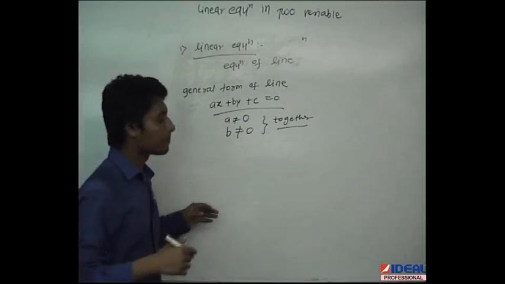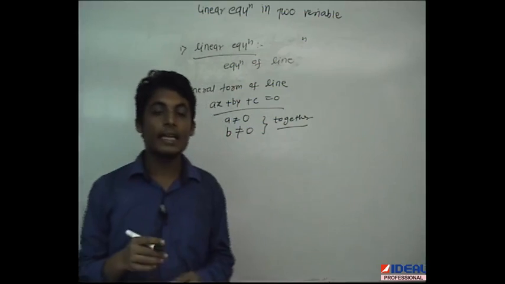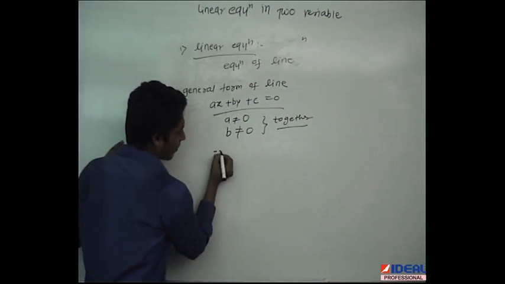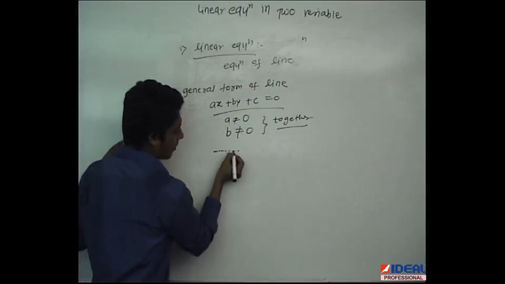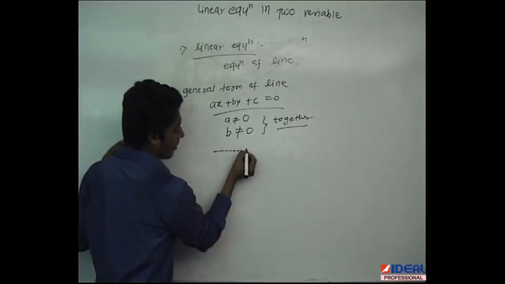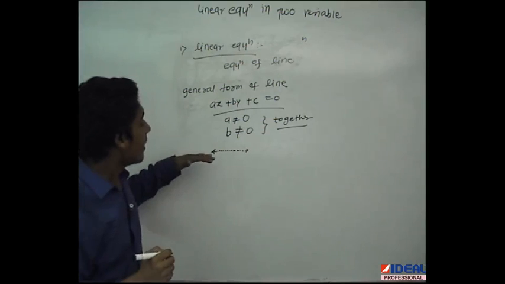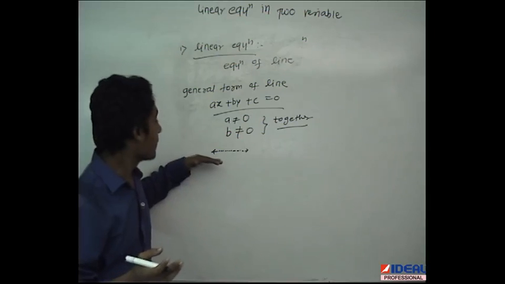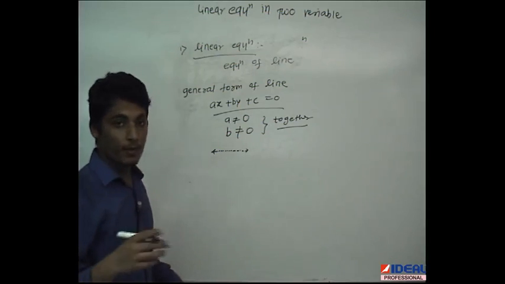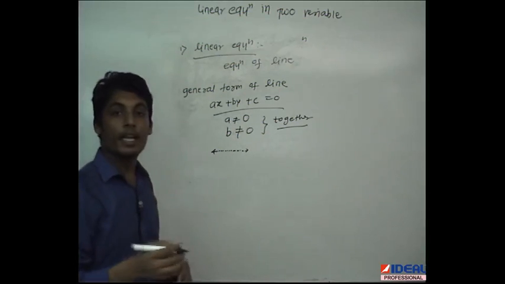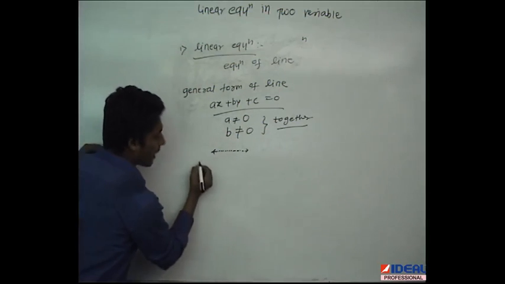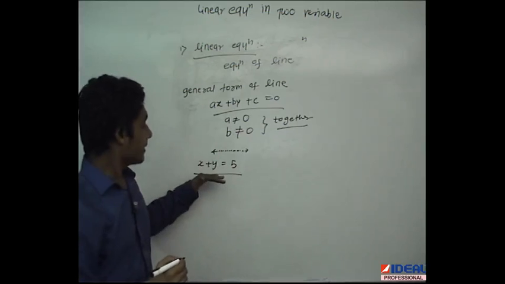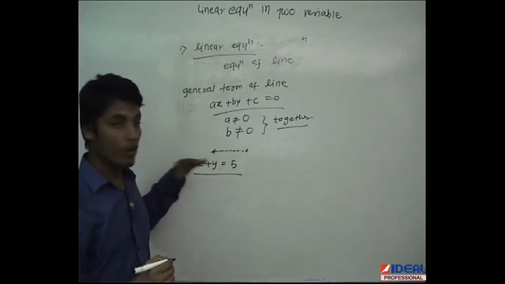We already know a line consists of infinitely many points. It means that infinitely many points lie on a line. So how to find a point when the equation of a line is given? For example, suppose x plus y is equal to 5. This is the given equation of line.